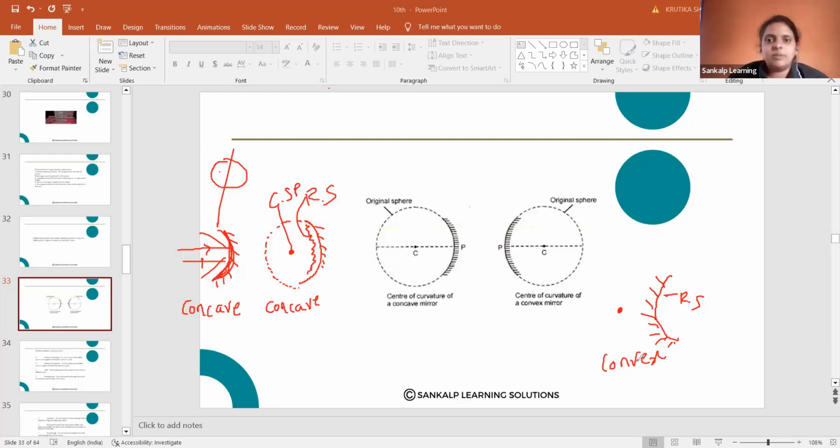Yes, Shreya and Panchmi, any doubt is there? Convex mirror, concave mirror. Is the picture clear? Yes, both of you understood? What is convex? What is concave? Yes, ma'am. Okay. Yes, ma'am.